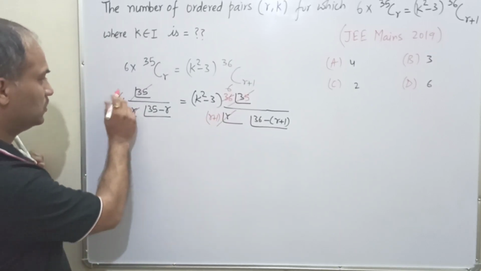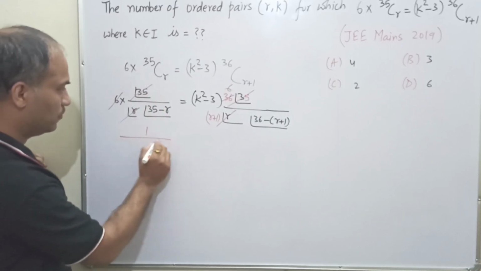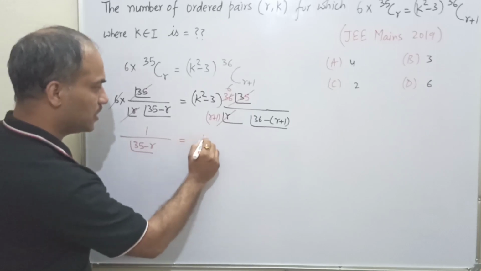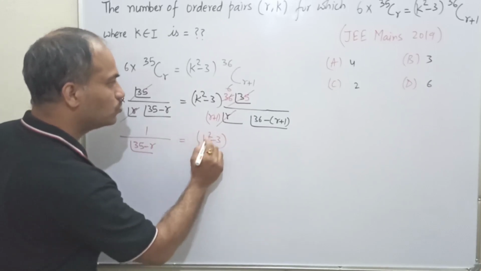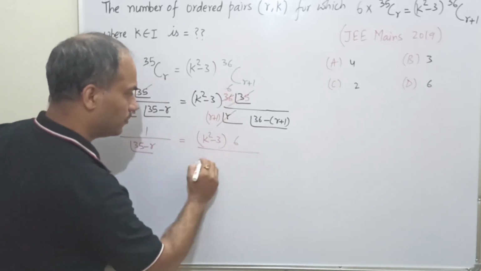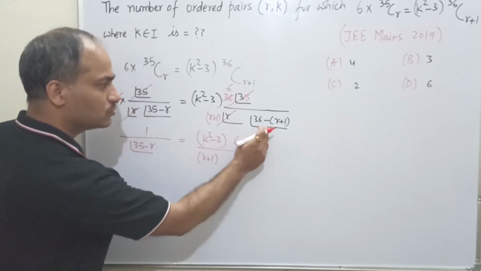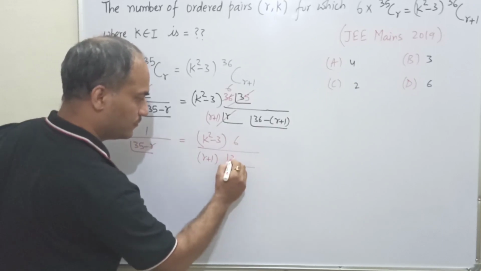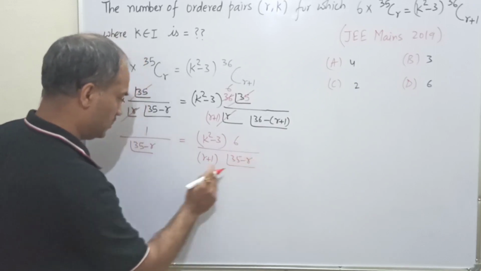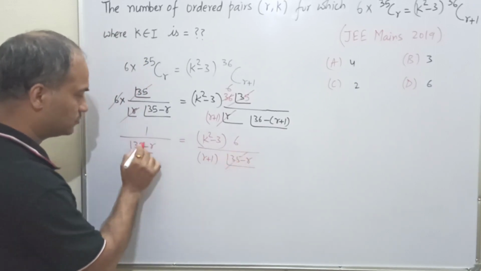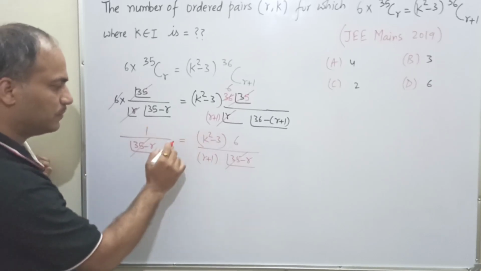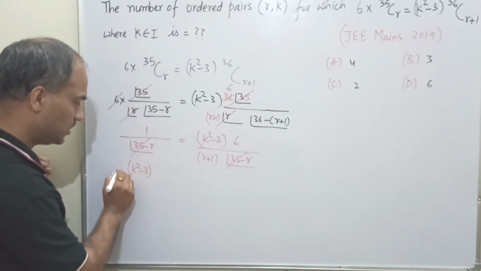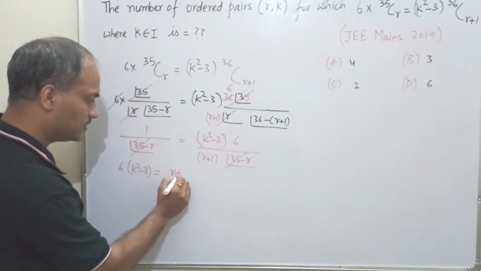So what we got here is 1 upon (35 minus r) factorial. This is k square minus 3 into 6 whole upon (r plus 1) into, let us simplify this, 36 minus 1 is 35 and minus r. It is the same factorial, so cancel it. Now cross multiplication gives (k square minus 3) into 6 is equal to r plus 1.